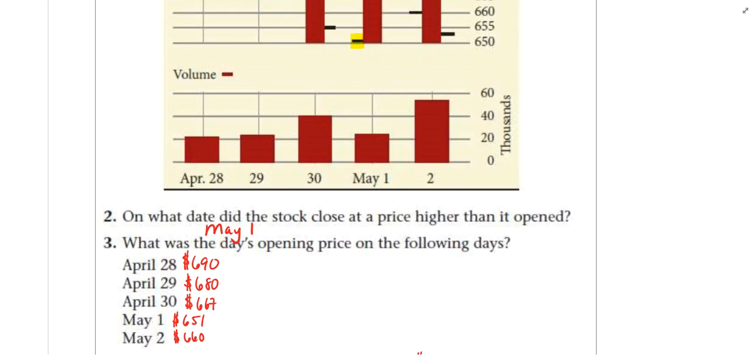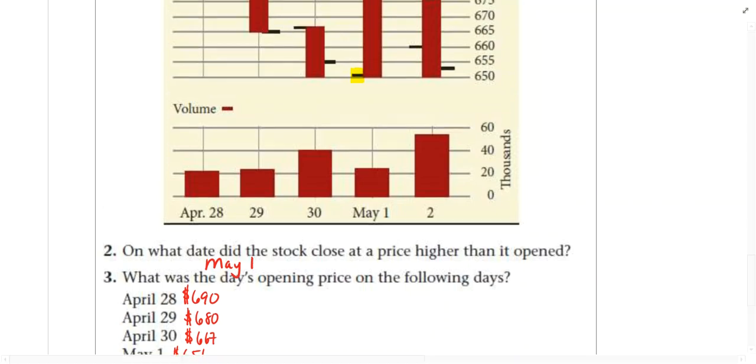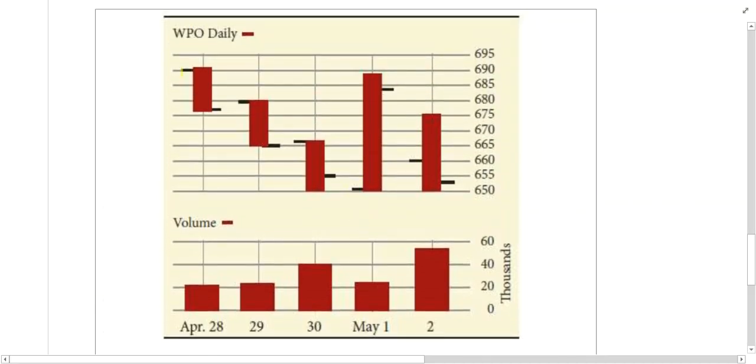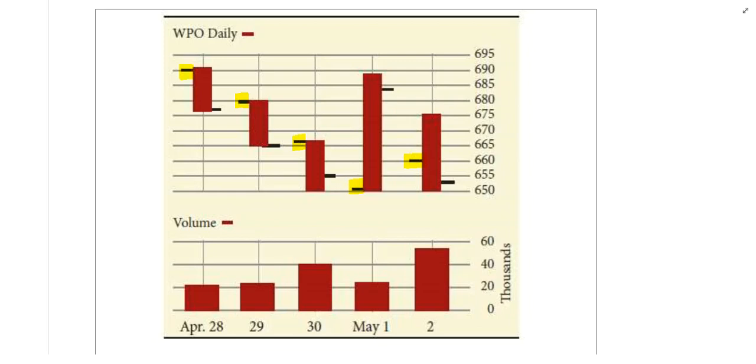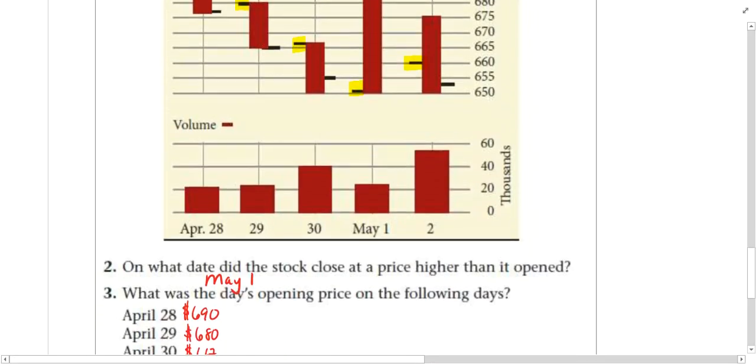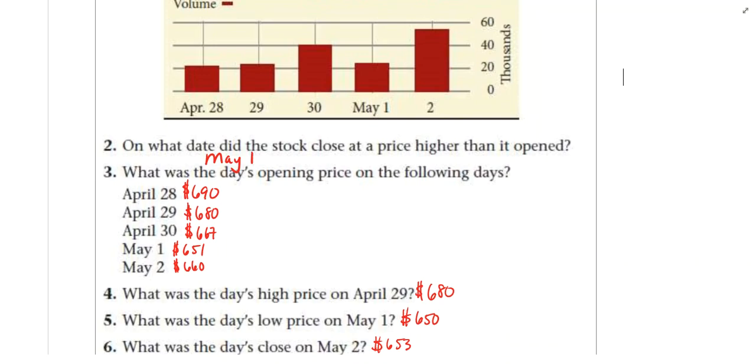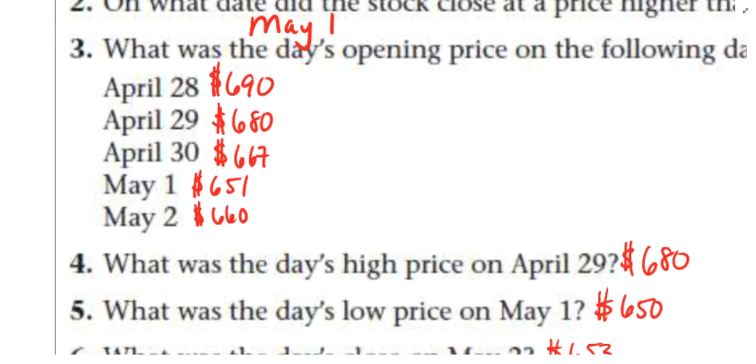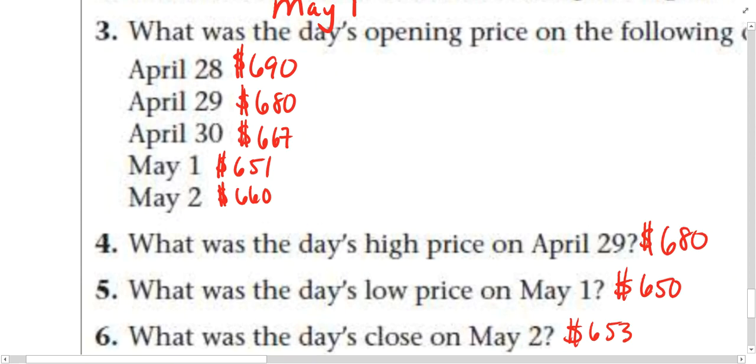Or for question number 3, what was the day's opening price on each of these following days, April 28th through May 2nd? For each of these questions, we're just simply looking at this left-hand arm. And it's important that you make your best estimate, or at least you're being careful in reading these numbers off of the scale on the right. So to me, it looks like on April 28th, the stock appeared to open at $690. On the 29th, it opened at $680. On the 30th, it opened at $667, then $651, and finally $660.